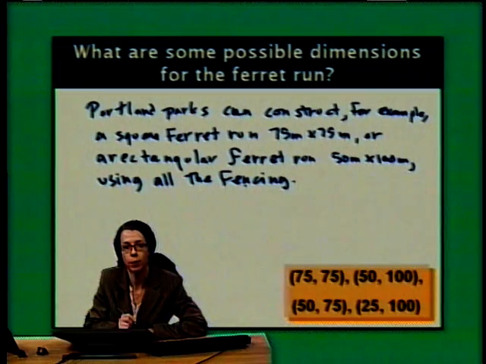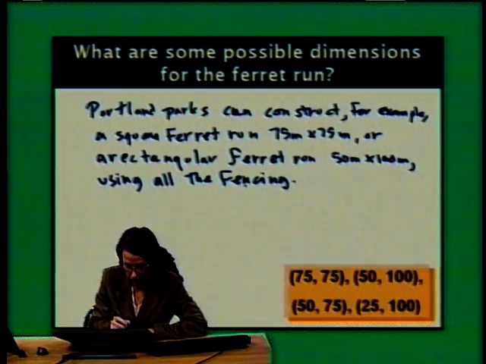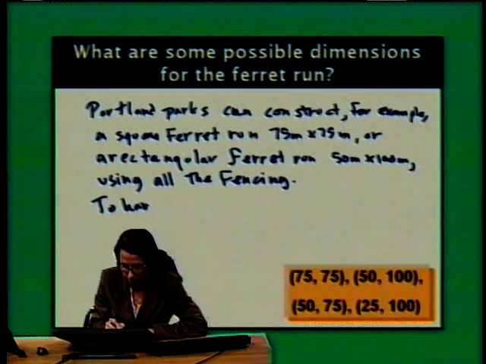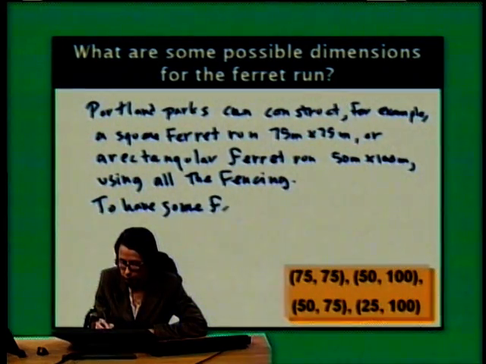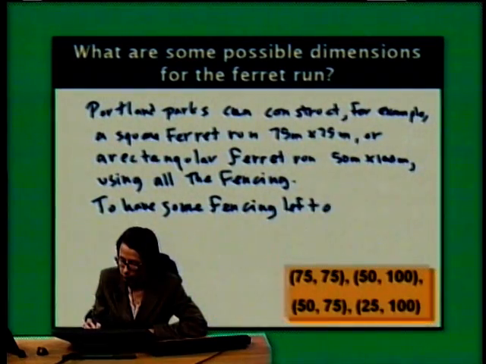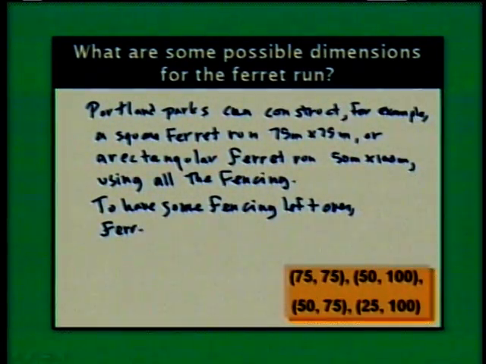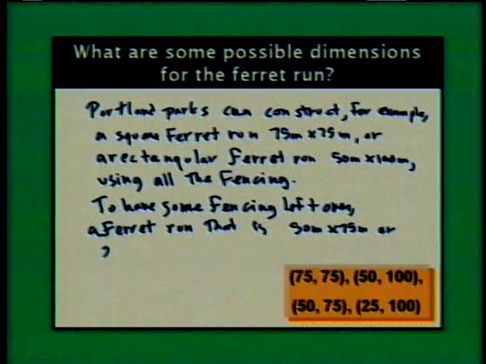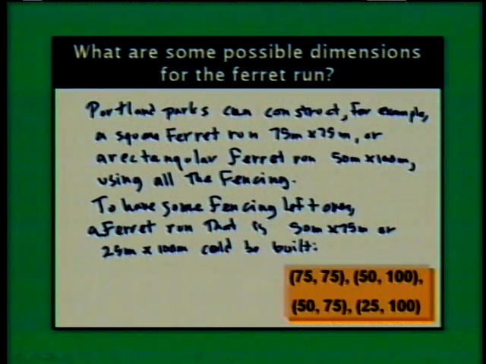But there were a couple of possibilities we looked at that didn't use all the fencing. To have some fencing left over, a ferret run that is 50 meters by 75 meters or 25 meters by 100 meters could be built. Now there were a lot of other possibilities that we didn't discuss. We're just looking at a few possible cases here.